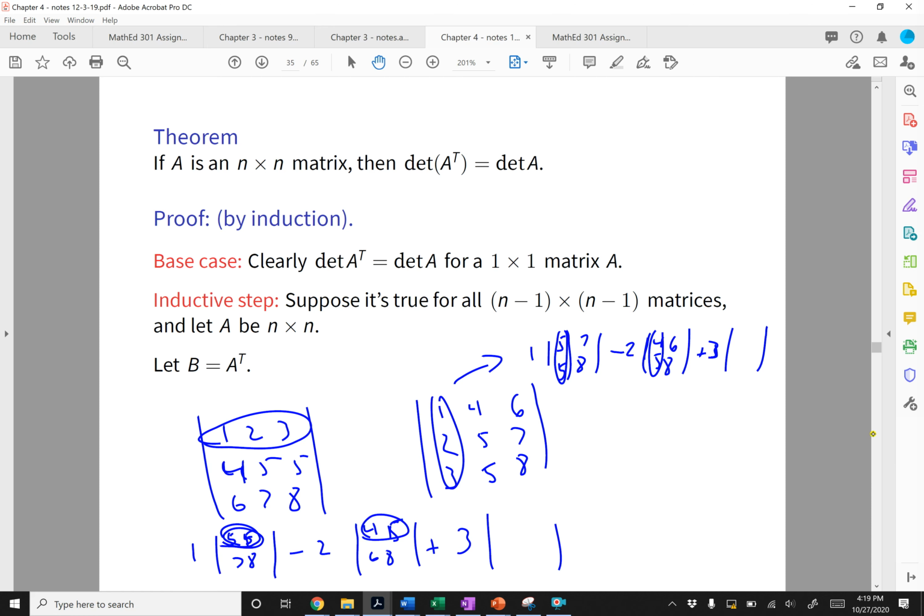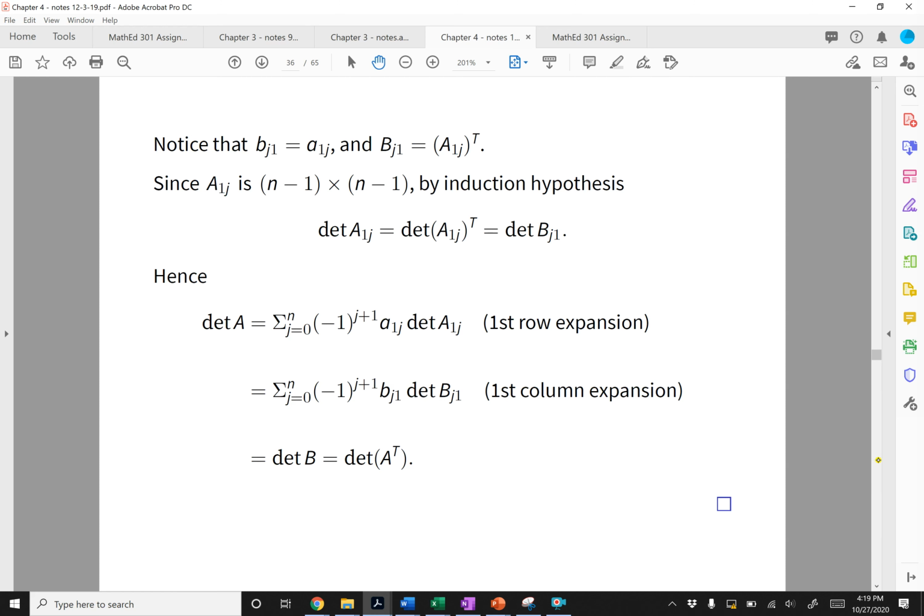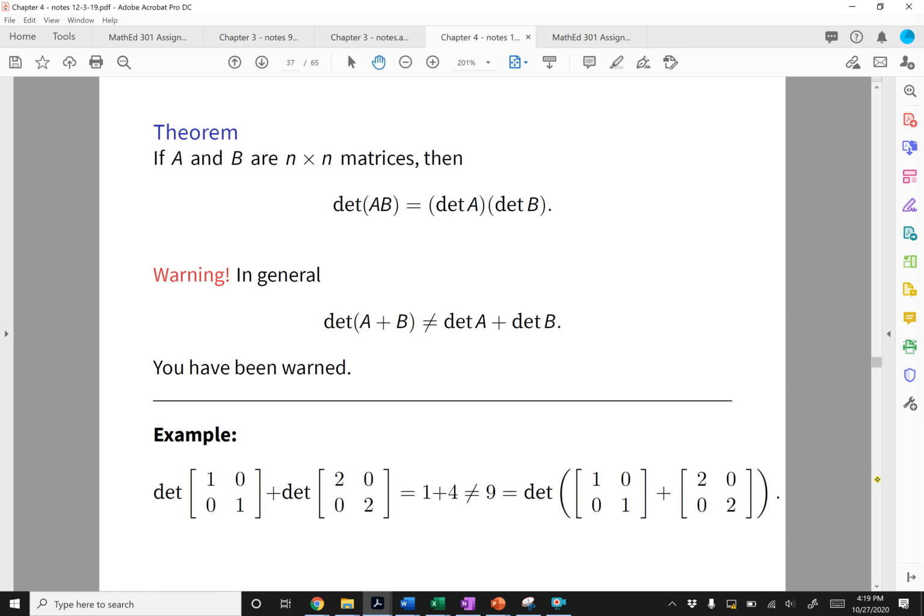So the determinant of A transpose is the same as the determinant of A. This is more of the proof that they do. Okay, this is called the product property of determinants. If you have two matrices multiplied together, the determinant of the product AB is the same as the determinant of A times the determinant of B.